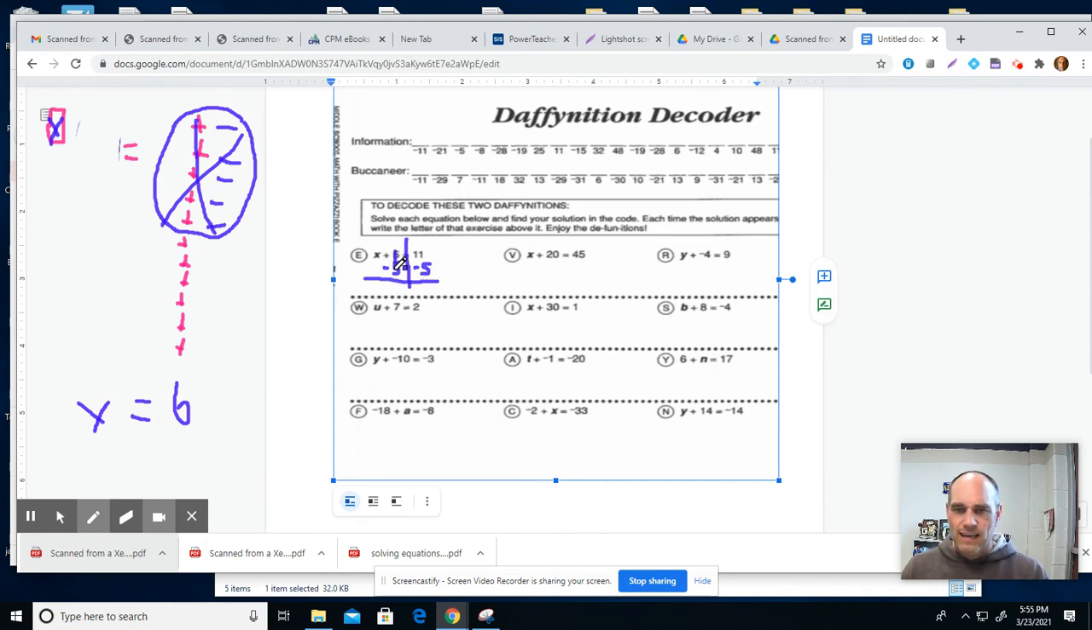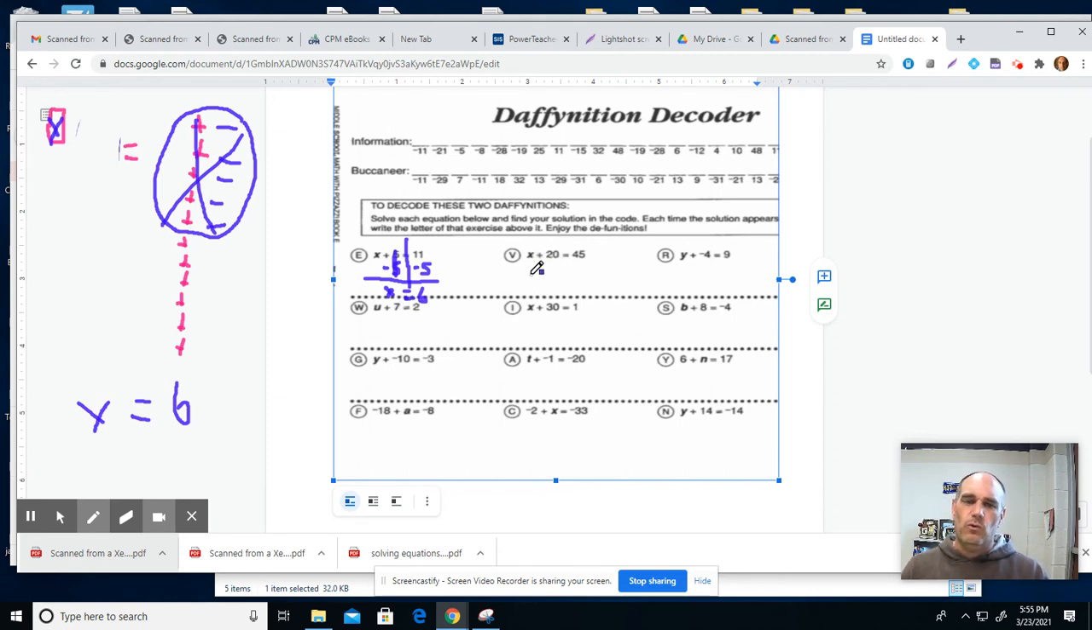Now, look what happens. On the left-hand side, 0 pairs. They're gone. We now have x all by itself equals, now on the right-hand side, 11 and -5 give me +6, which is exactly what I thought that I should get. This is the work that I have to see for every single problem.